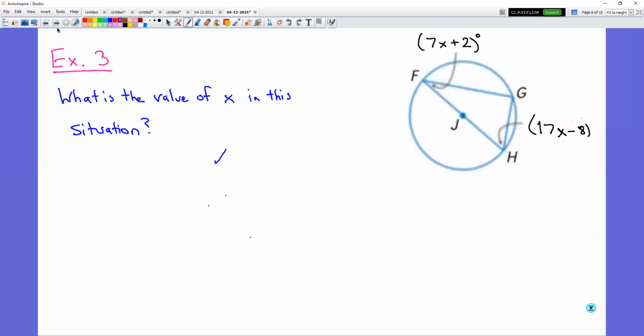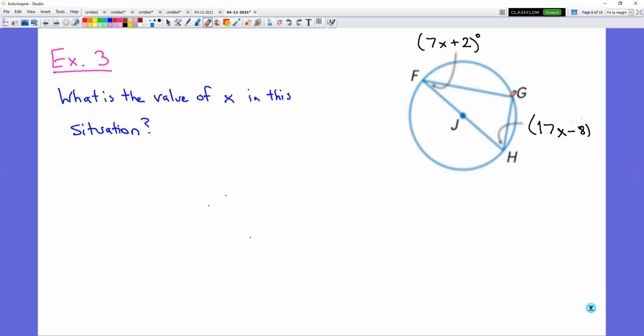All right, example number 3. And this question is, what is the value of x in this situation? So what we have here is a circle with a triangle inside of it. And we have 2 angles given here, F and H, but nothing's here for G. And I wonder why that is.